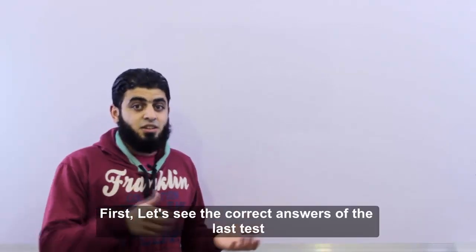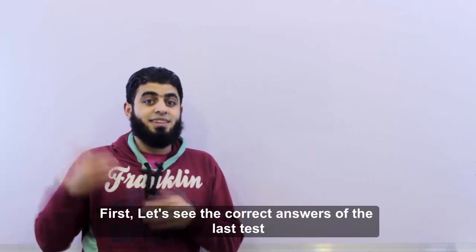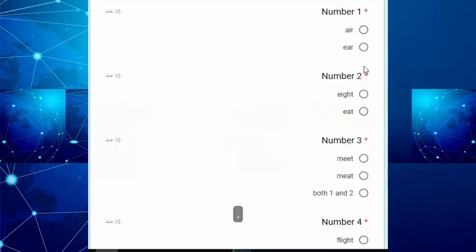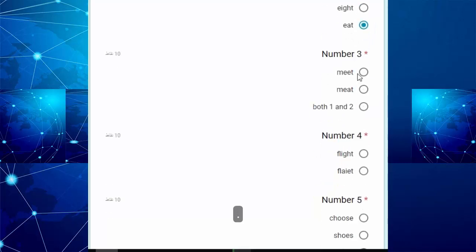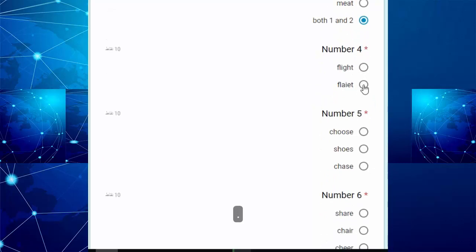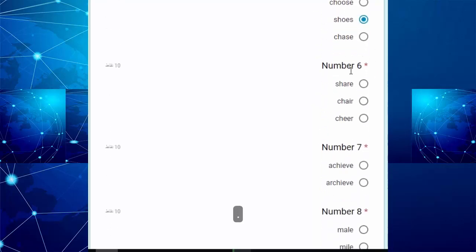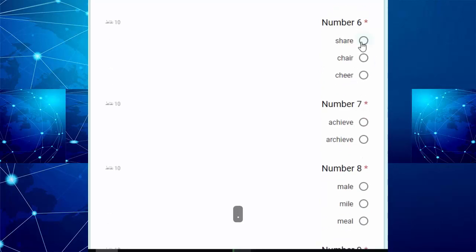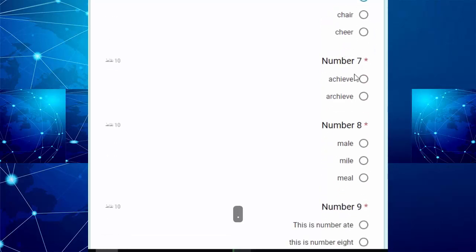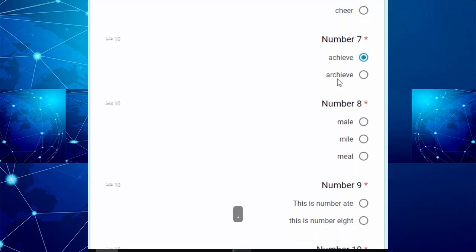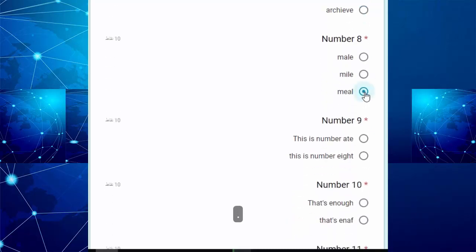First, let's see the correct answers of the last test. The first one was air, the second one was eat, the third one was both, 1 and 2. The fourth one was flight, the fifth one was shoes, the sixth one was share, the seventh one was chief, the eighth one was meal.